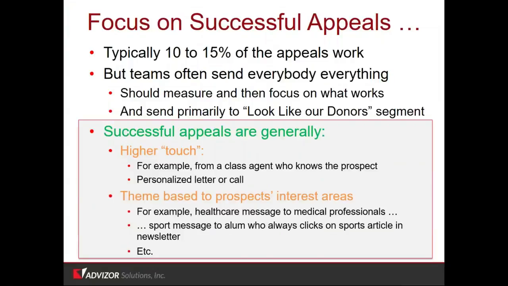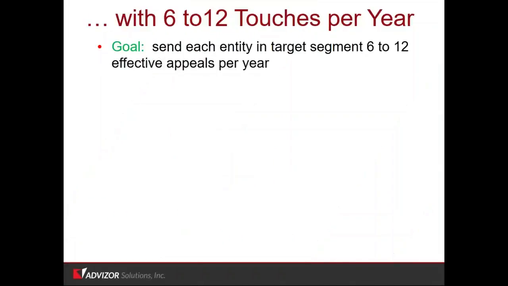In successful appeals, the challenge is they're usually higher touch. That could be from a class agent who knows the prospect. It might be a personalized letter or a call. Or they might be theme-based to the prospect's interest areas. For example, a healthcare message to medical professionals, or a sports message to an alum who always clicks on the sports articles. So if you can do this and focus on the people with the higher characteristics, you're going to get a higher return. And this ties into the next point, which is touch points.